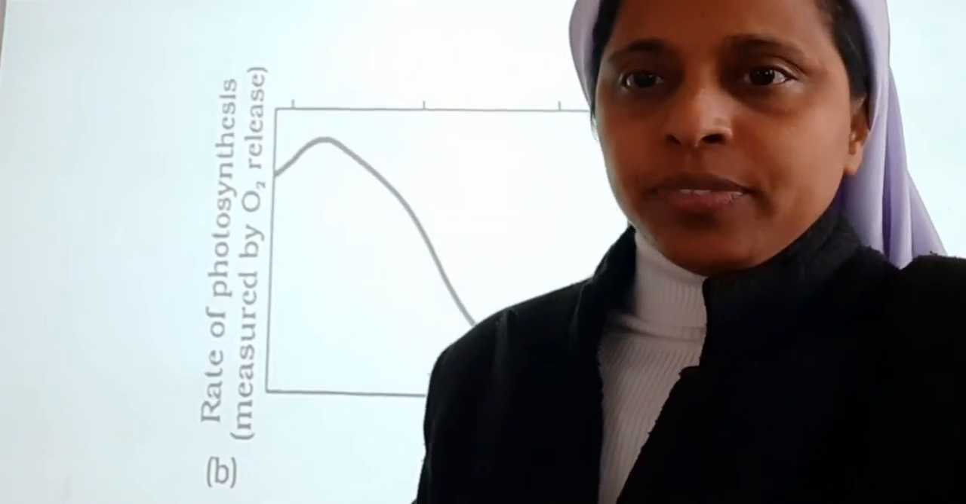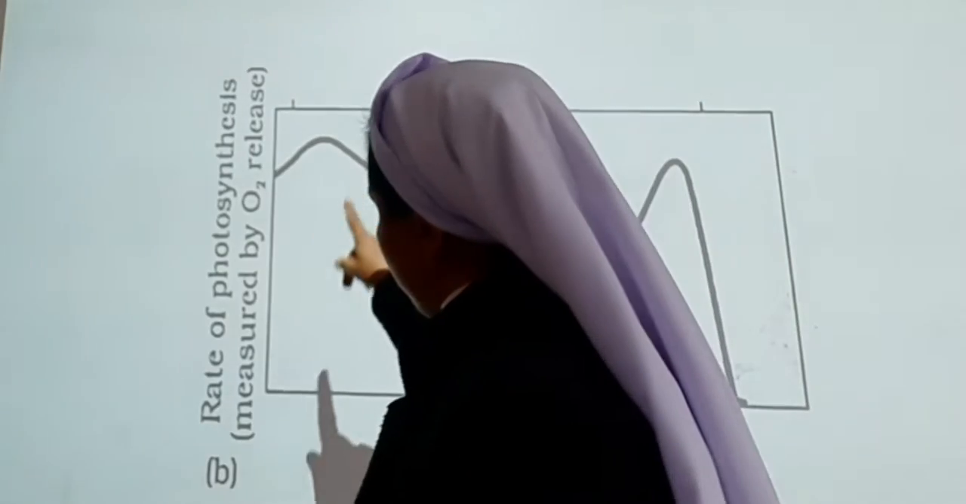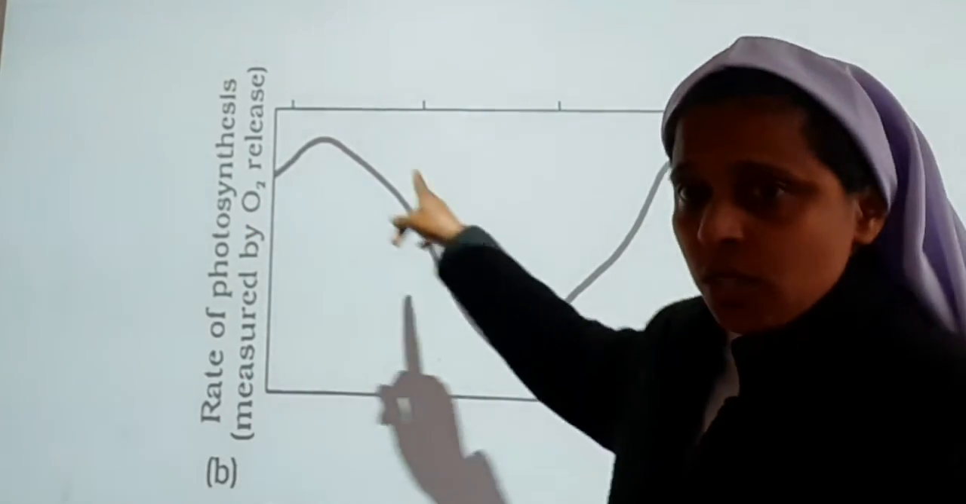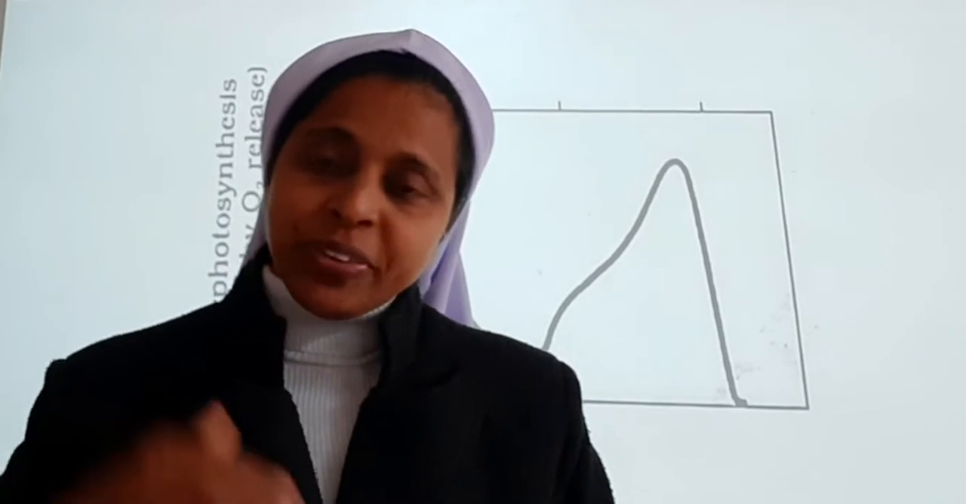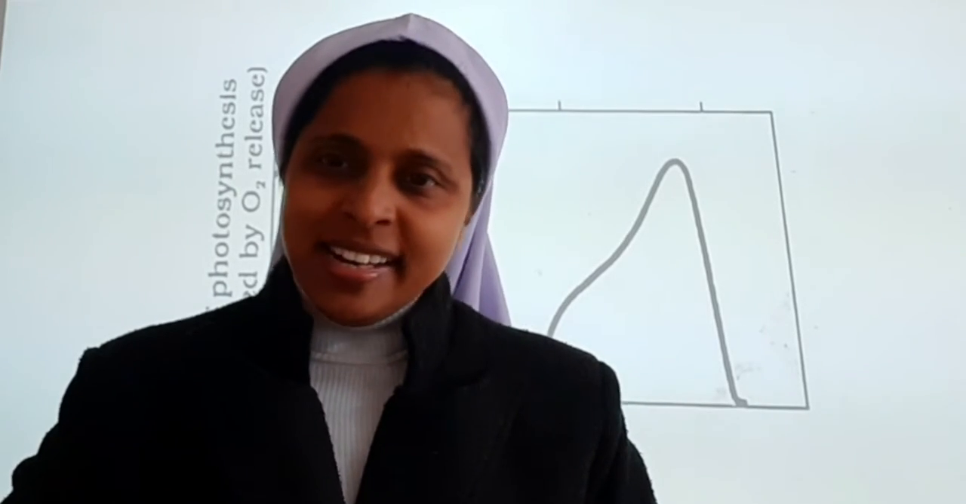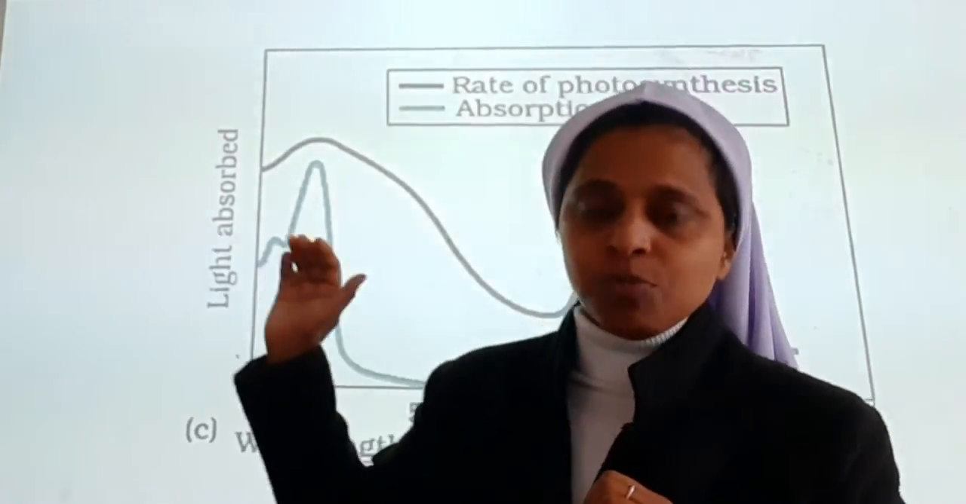Moving forward, that is the rate of photosynthesis. Also, we can see how the absorption rate is. The maximum absorption is taking place in the red and blue, in the 450 nanometer. Next we have here the rate of photosynthesis and absorption.